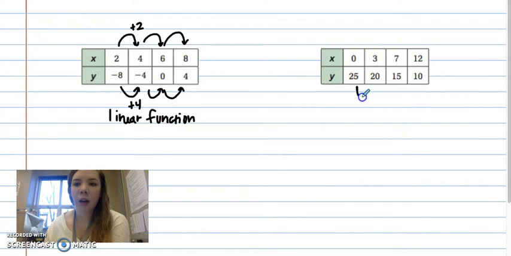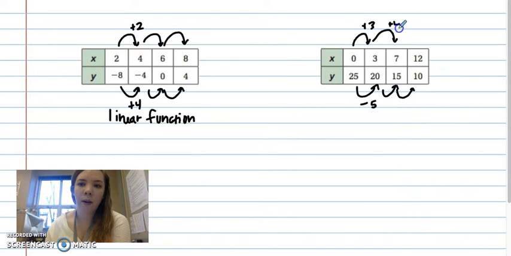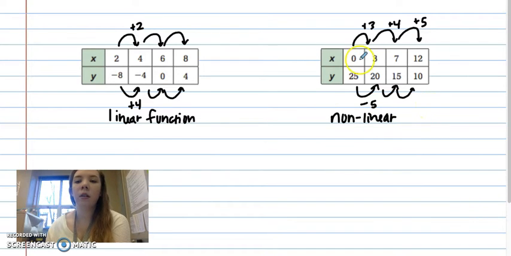For this one, I am subtracting 5. It looks like I'm continuing to do that here and here, so that's good. Here I'm adding 3, but then I'm adding 4 and then 5. So since it's not 3 every single time, this is nonlinear. Okay, it is still a function though, because none of our x's repeat.